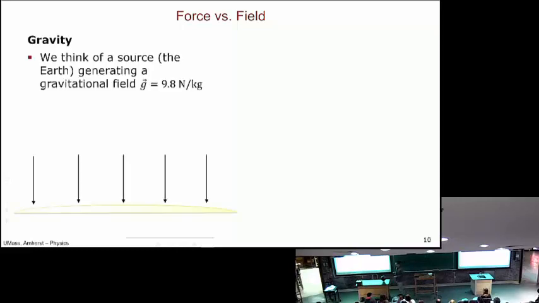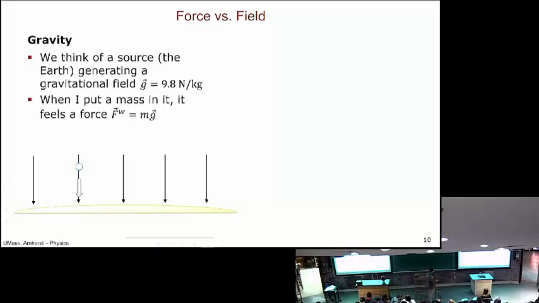All right. Before we get to potential, I want to do a quick reminder of forces versus field, because we're going to be making a parallel here. We're going to begin with gravity. How do we think of things? We say the Earth generates a gravitational field pointing down. I put a ball or an object in the field, and it feels a force, mg.